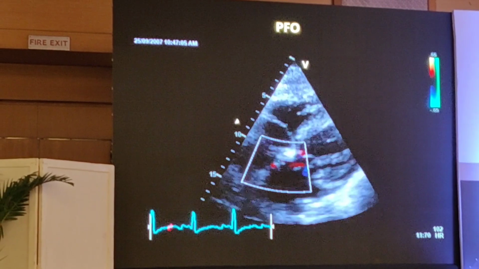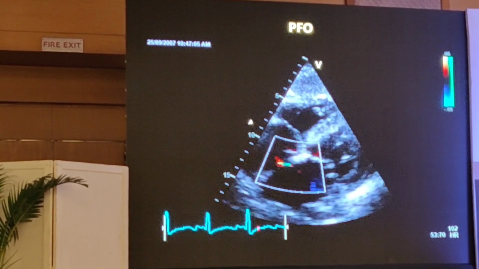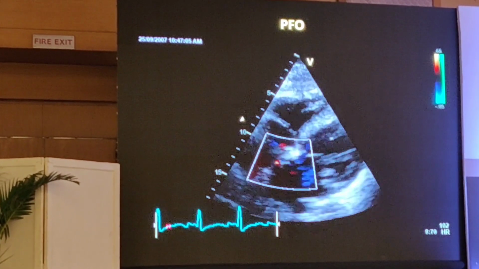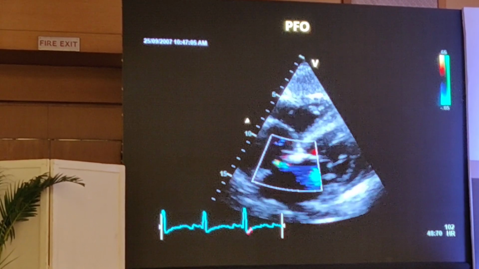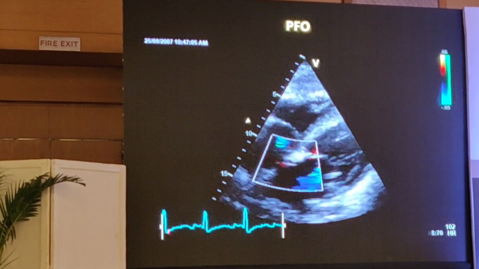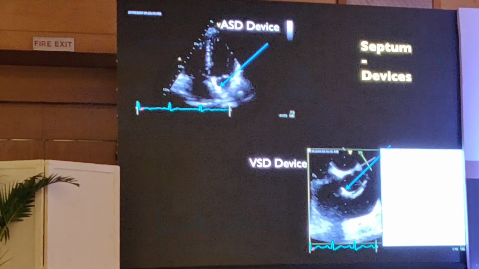Not easy to diagnose, so you have to put on the color, and when in doubt you can always ask for a TEE, or even do a contrast study also. So this is a subcostal view, so much better as far as identifying patent foramen ovale.